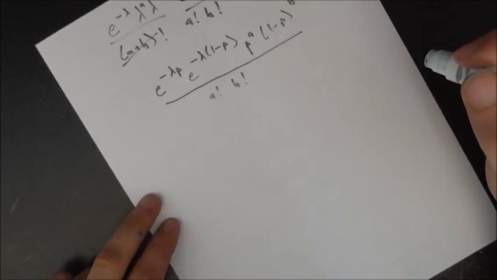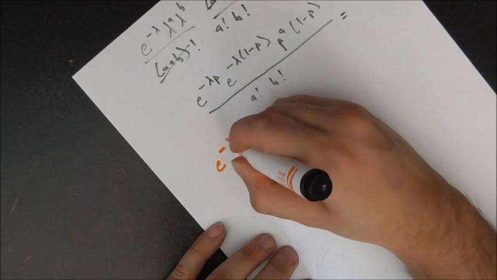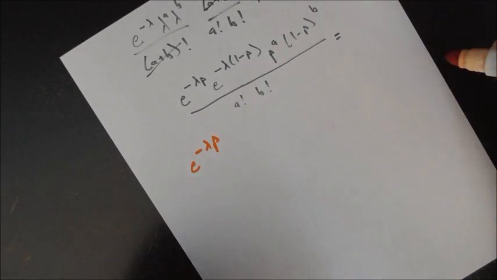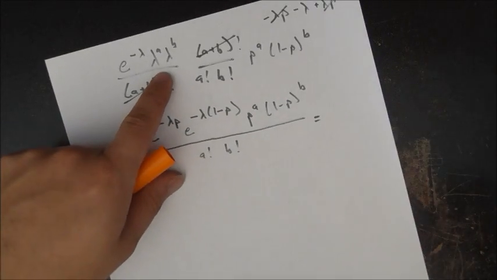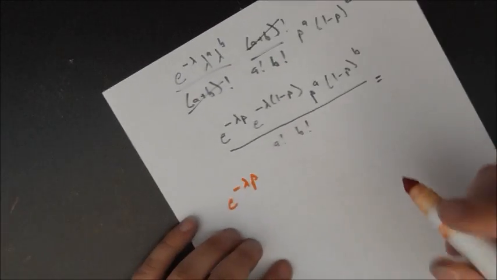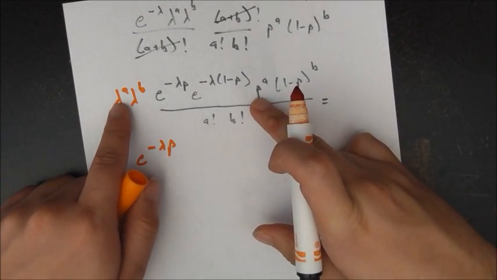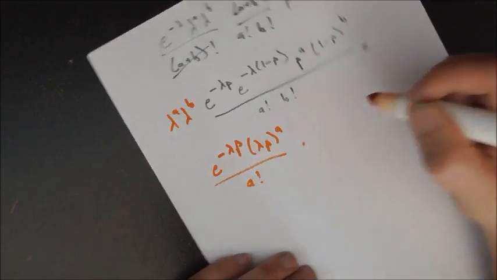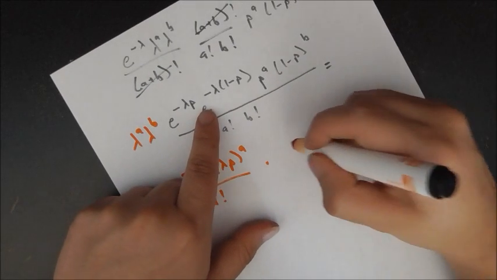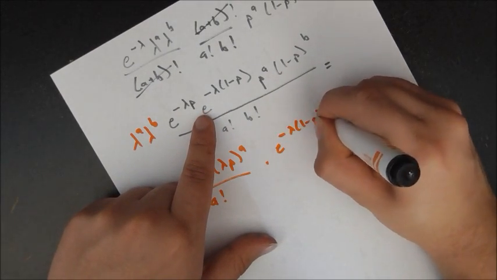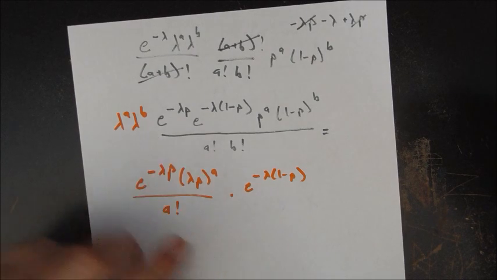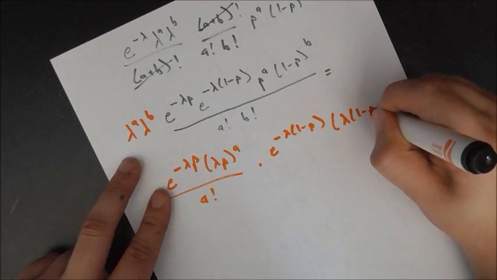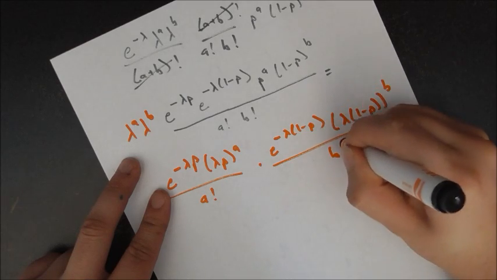Now let's split this up into parts that go together. So splitting up the parts, we're going to get e to the minus lambda p. Oh, actually, I forgot to bring this lambda a, lambda b down. Let me put those here. Lambda a, lambda b. So this lambda a and this p a will combine to make lambda p to the a, all over a factorial. That's one part. The other part is e to the minus lambda 1 minus p. And then this 1 minus p to the b and this lambda to the b will come together to make lambda 1 minus p to the b, all that over b factorial.